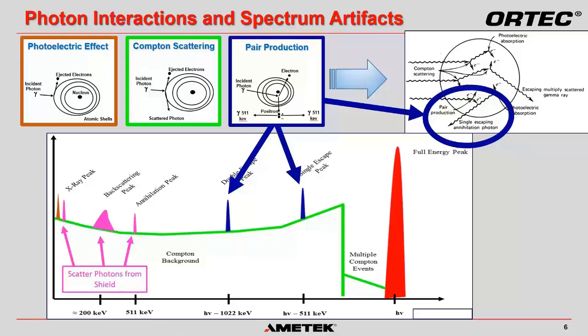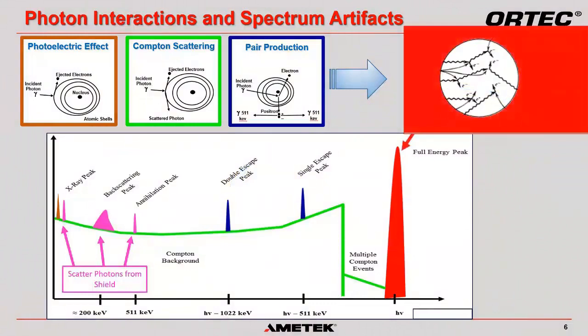If one or both of these annihilation photons leave the detector, then we end up with the characteristic single and double escape peaks in the spectrum at 511 and 1022 keV below the full energy peak. These photons may also go on to interact by Compton scattering with a potential for some non-discrete energy loss, which adds to the Compton continuum.